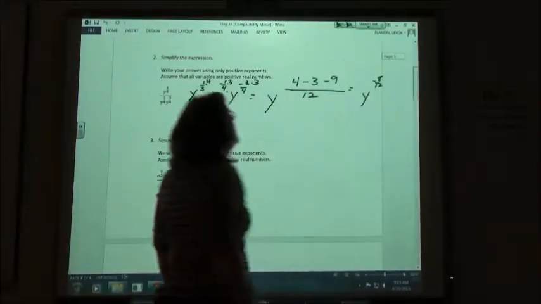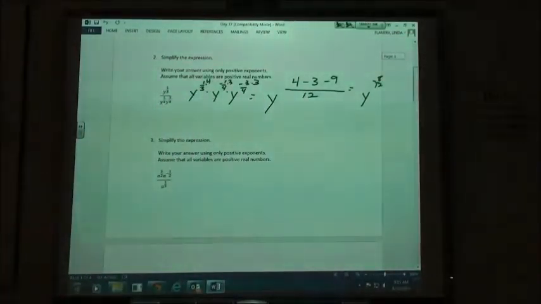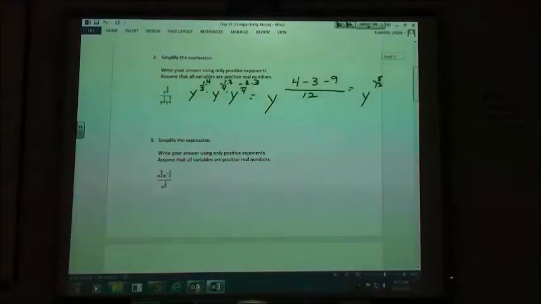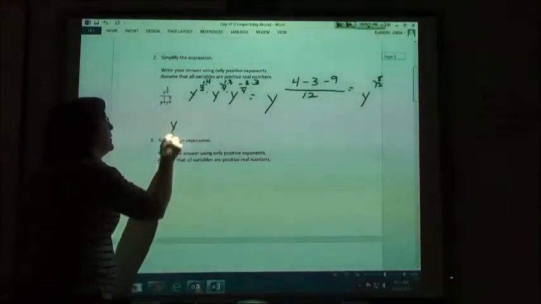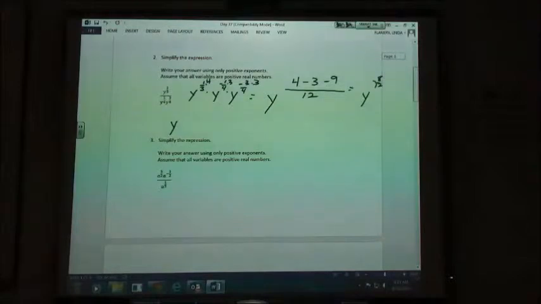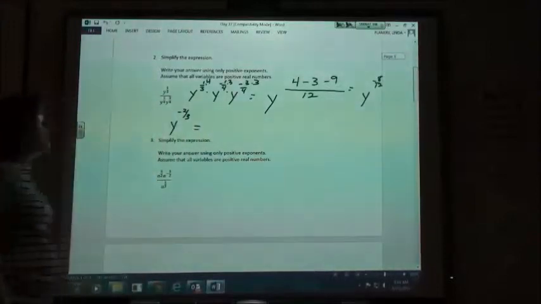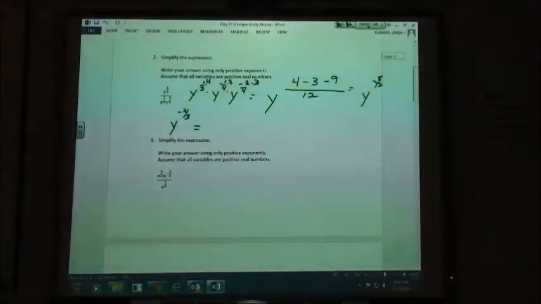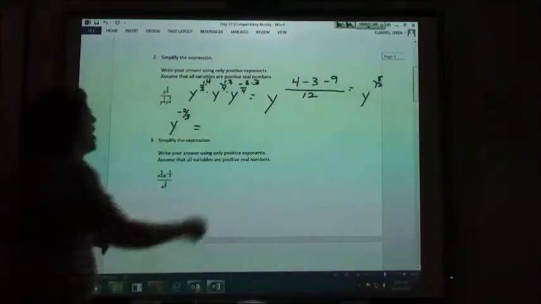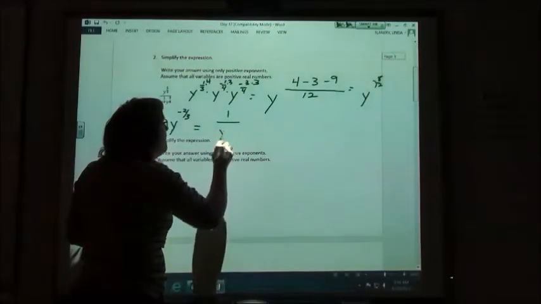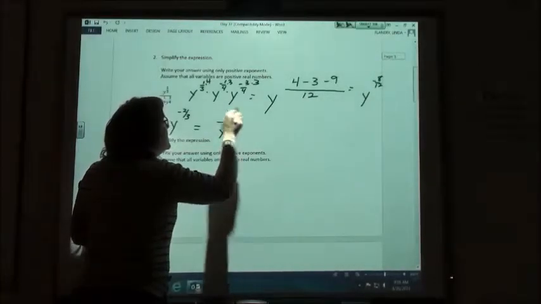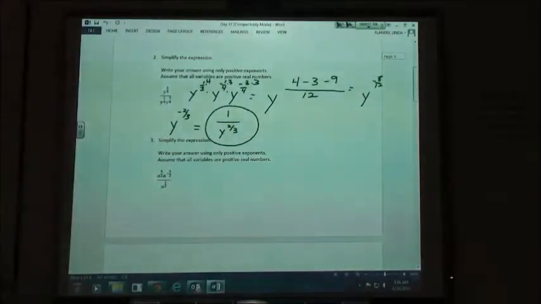So we have a fraction. If I have negative 8/12, I can reduce that down, right? Negative 8/12 would reduce down to negative 2/3, right? Negative 2/3. And since my exponent is negative, what do I have to do to get rid of the negative exponent? Flip it, so I'm going to put 1 over y to the 2/3 power. Sneak that all in there, and that's what my answer is going to look like.